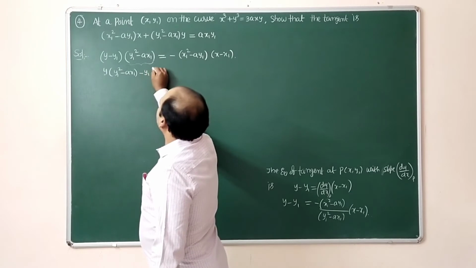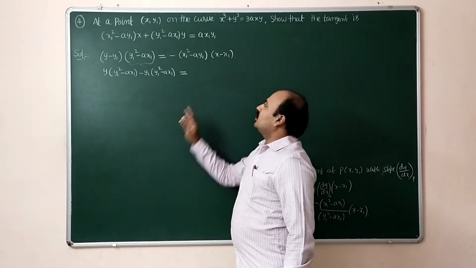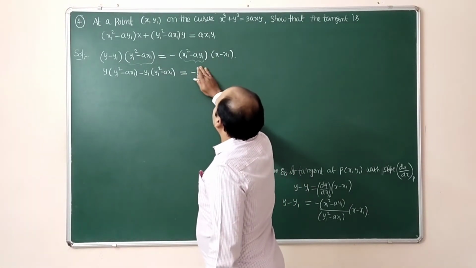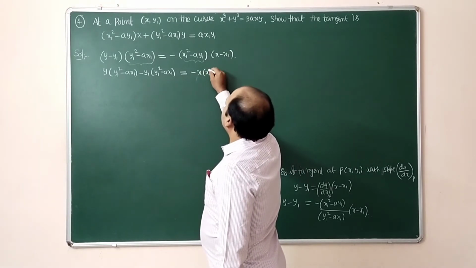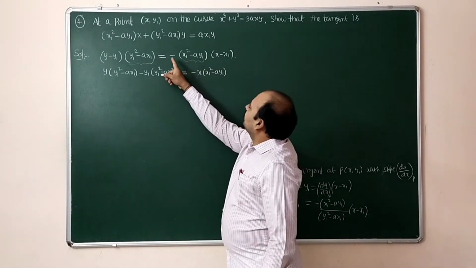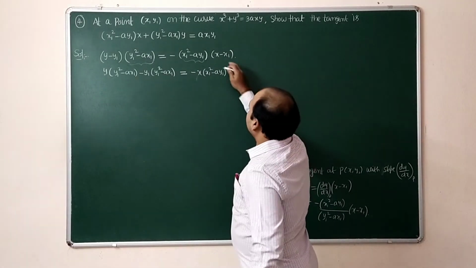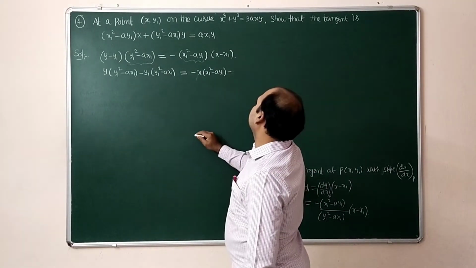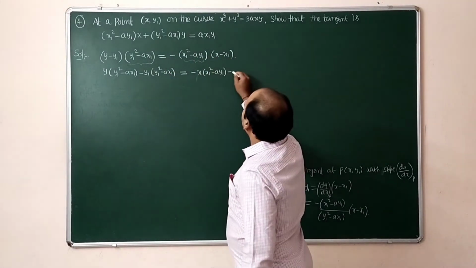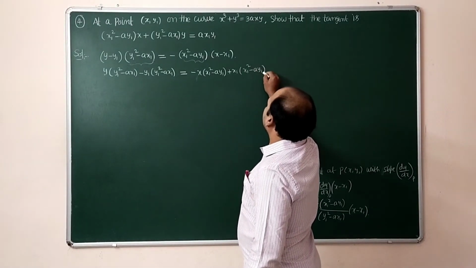Minus y1 into y1 square minus ax1 is equal to, here also the same procedure you have to follow, x into this value, minus x into x1 square minus ay1. Next, minus into minus is plus, plus into minus, here minus x1 into this value including minus, minus into minus is plus. So x1 into x1 square minus ay1.